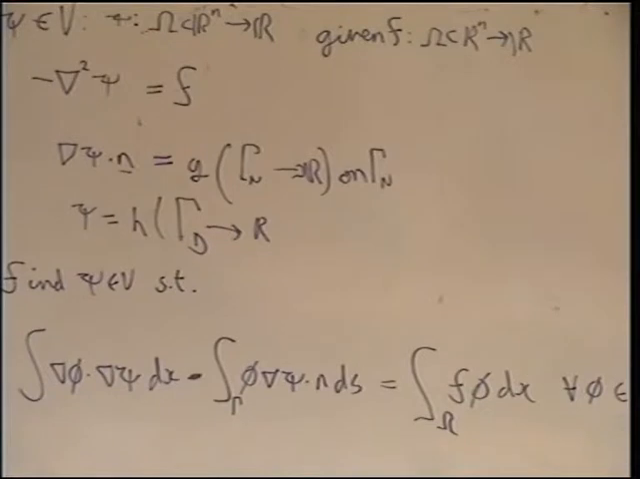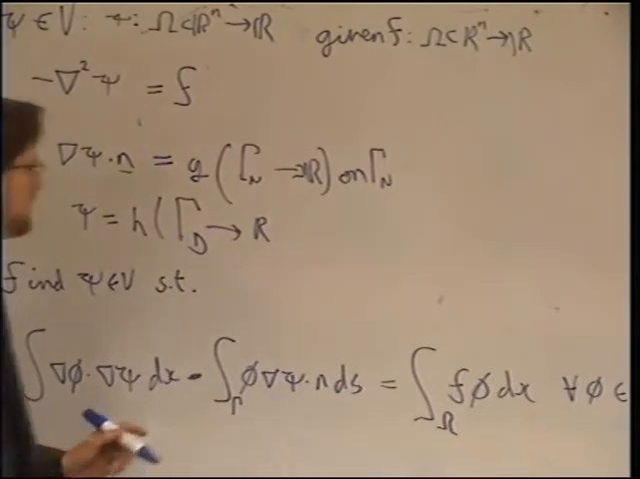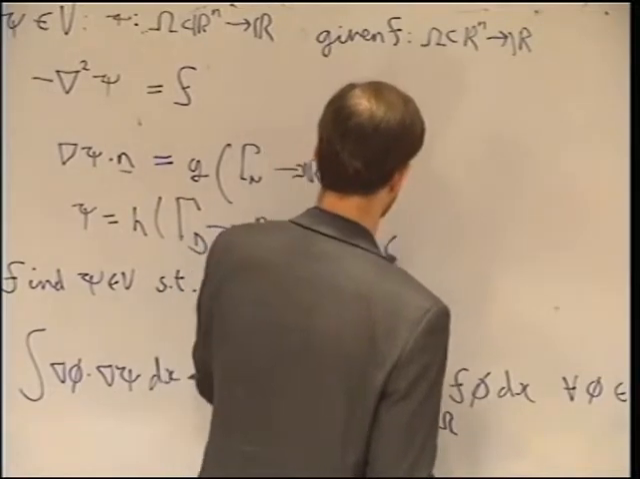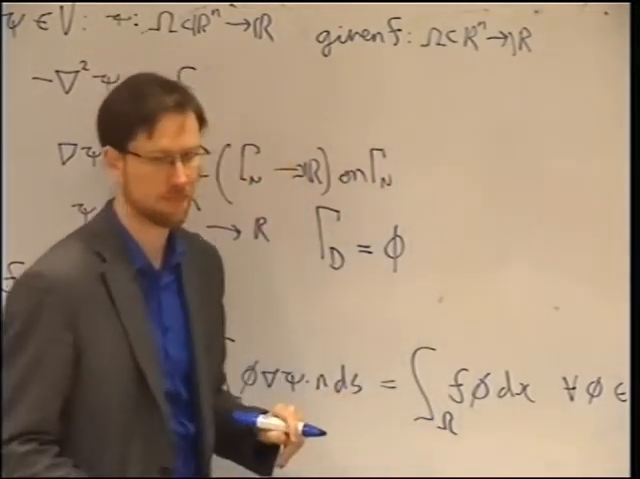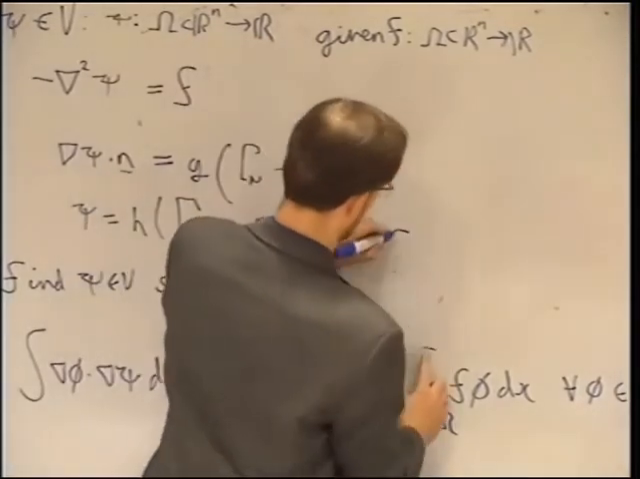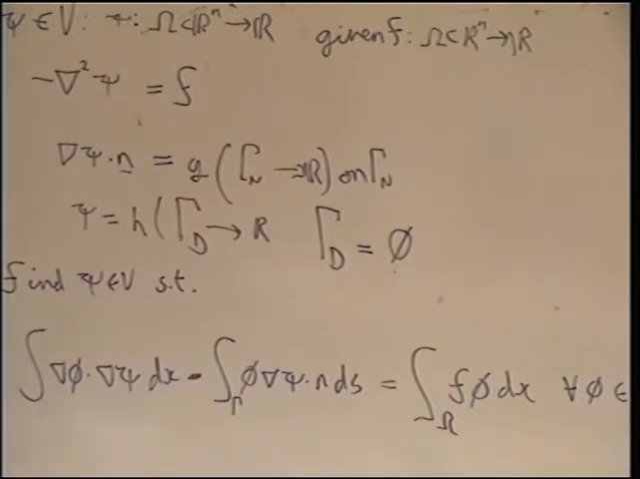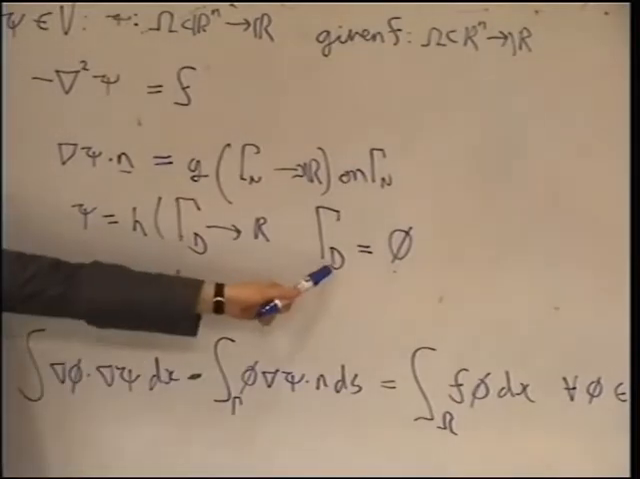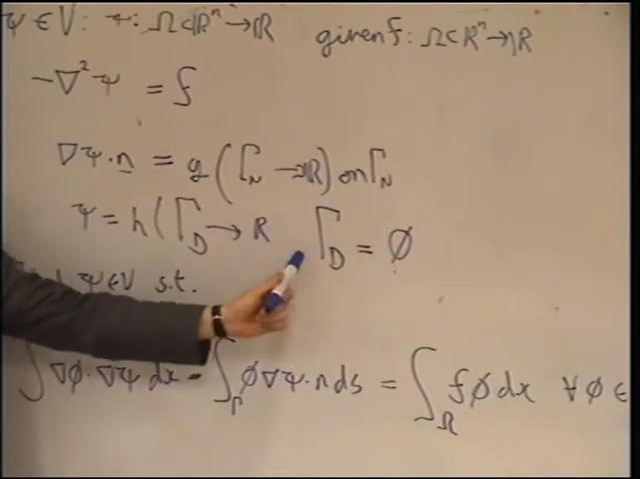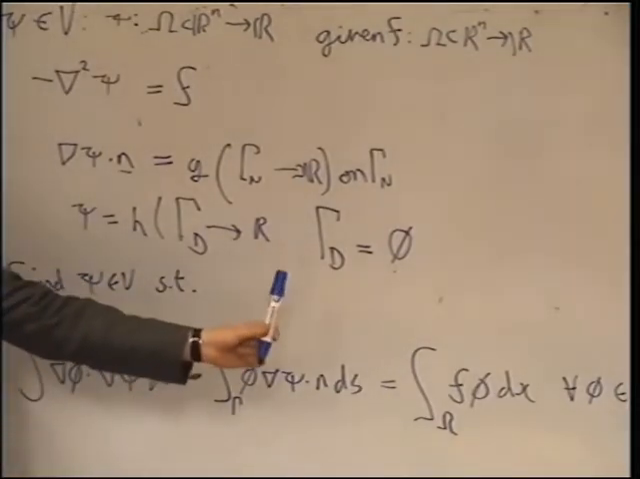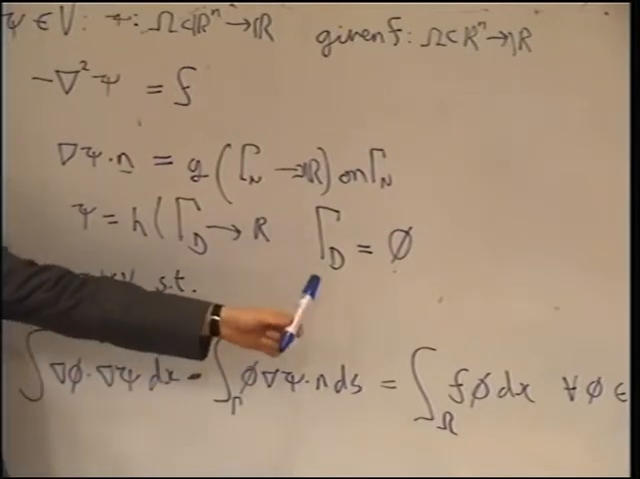So what I'm going to do for the purposes of this lecture is I'm going to assume that gamma D is equal to the empty set, so that I don't have to worry about it. We're going to come back and do that in a subsequent lecture, because when I come back and do that, I will basically explain the documentation that I've been writing for Friedrich in the last couple of weeks and explain how that works.